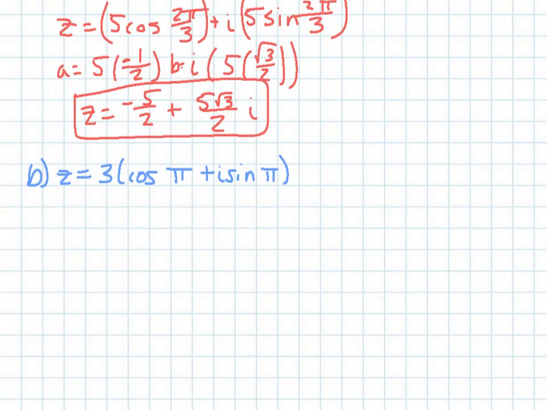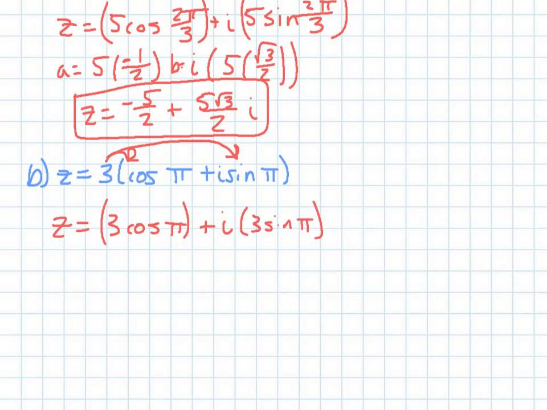Let's try another one. So here z distributes your positive 3 through. So 3 cosine of pi plus i times 3 sine of pi. Now 3 cosine of pi: cosine of pi is negative 1, and then sine of pi is 0. So 3 times negative 1 gets me negative 3, and then 3 times 0 is 0, so I get just negative 3 for my answer.